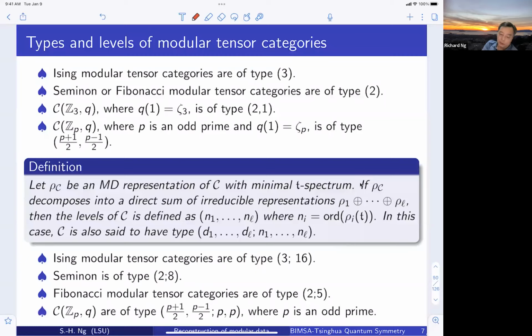And for the one that we mentioned before, the Weil representation of the quadratic form on C_P with quadratic form Q, the type is, we write the dimension (P plus 1)/2, (P minus 1)/2, and the level is P. So again, you don't have any modular tensor category which is not pointed of this type so far.